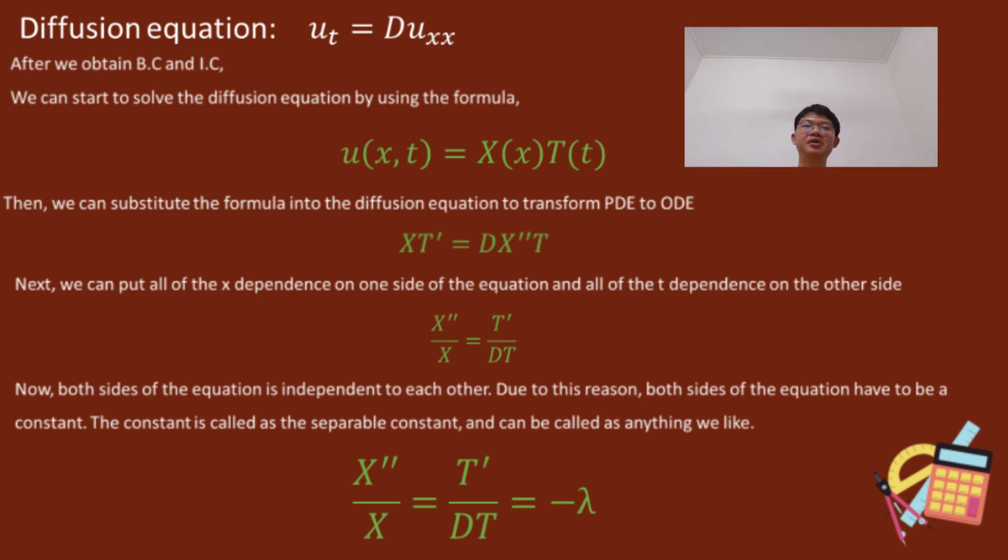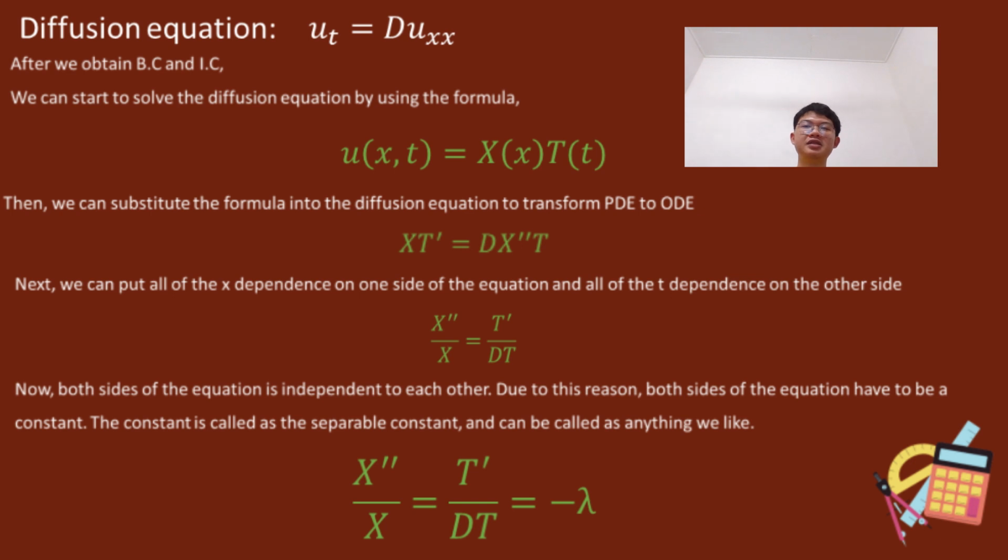X times T prime, which is the ordinary derivative of the T function, equals D times X double prime times T, where X double prime is the second ordinary derivative of the function X. Next, we can put all of the x dependence on one side of the equation and all of the t dependence on the other side, and the equation will become X double prime over X equals T prime over DT. Now, both sides of the equation are independent of each other.